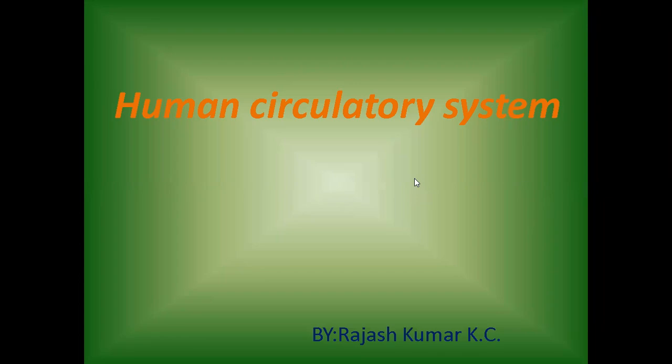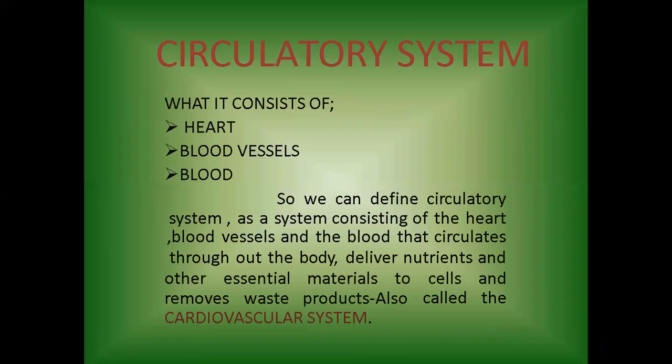At first, the human circulation system. In the human blood circulation system, mainly three parts are there. Three organs: mainly the heart, and the heart pumps blood, and blood is circulated through blood vessels. Therefore, three parts: heart, blood vessels, and blood. And the heart is the major organ for the circulation of blood in our body.